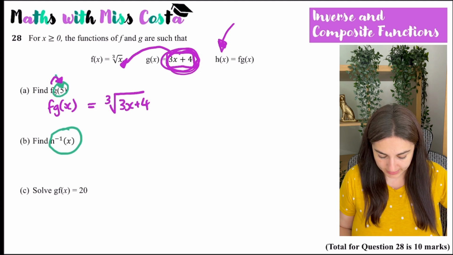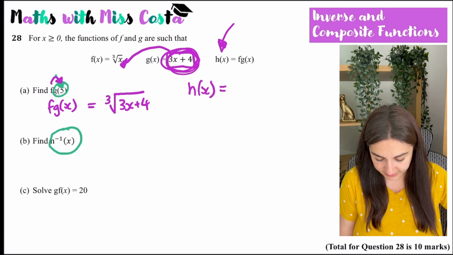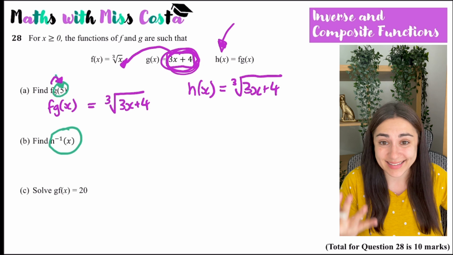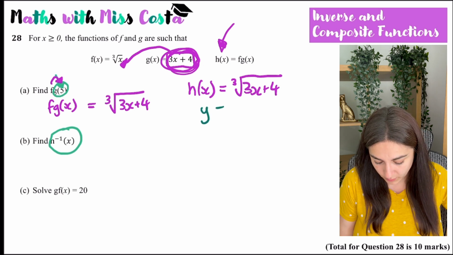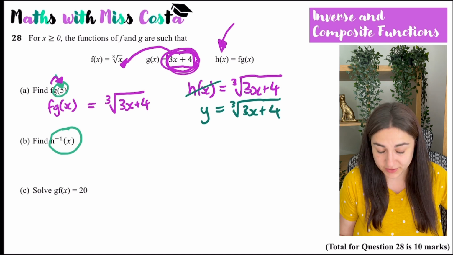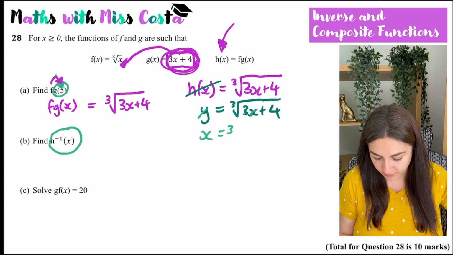And I know that h of x equals this. So h of x is the cubed root of 3x plus 4. And I need to work out the inverse. I don't have time to go into it in detail, but essentially we just write it as y equals the cubed root of 3x plus 4. So instead of h of x, we just write y equals. Then we switch the variables around, so switch the y and the x. So that would be x equals the cubed root of 3y plus 4.